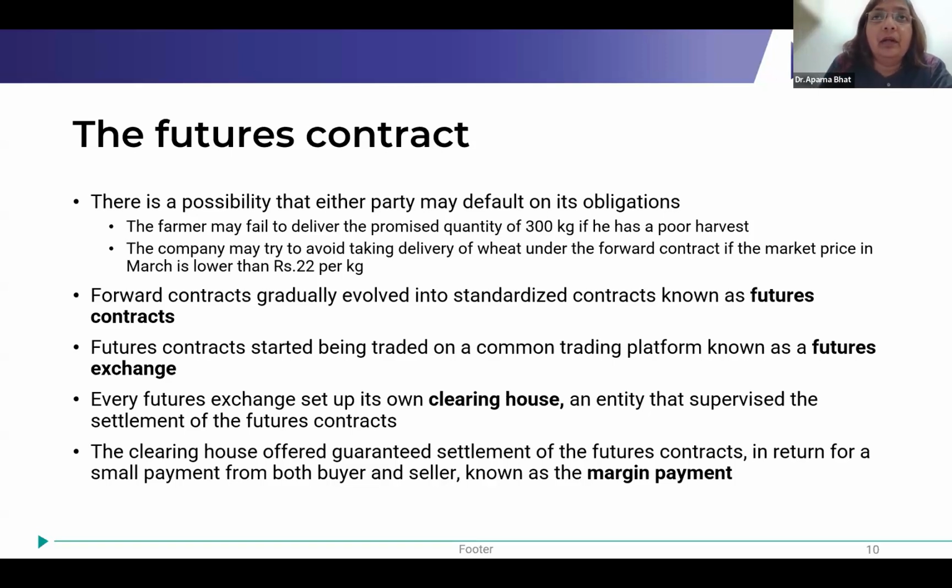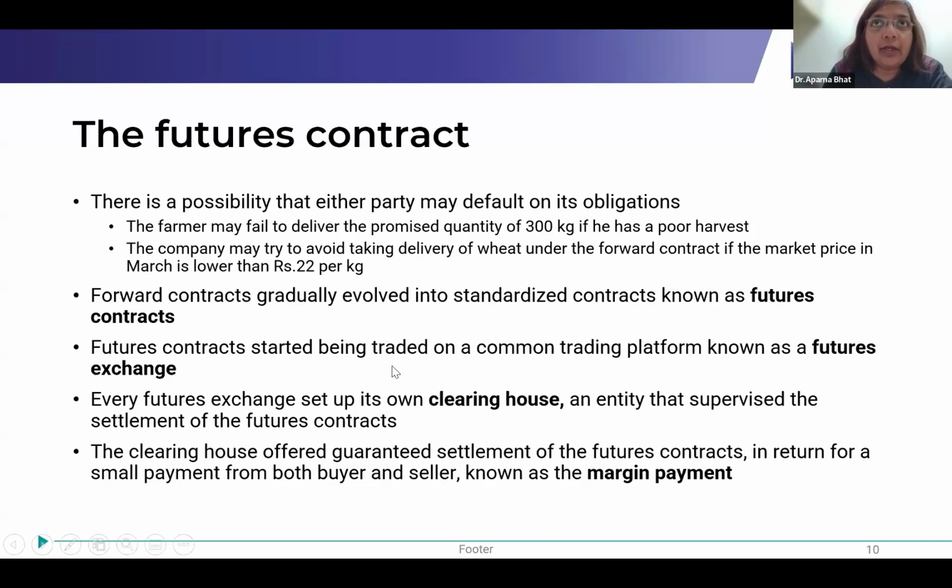Okay. But what they said, instead of having non-standardized or customized contracts, let us have standardized contracts for every commodity. So every contract for wheat will have the same terms and conditions. Every contract for coffee will have the same terms and conditions. So these standardized contracts came to be known as futures contracts. And instead of being traded between two parties, all these contracts started trading on a common trading platform known as a futures exchange. So that is how a futures exchange was born.